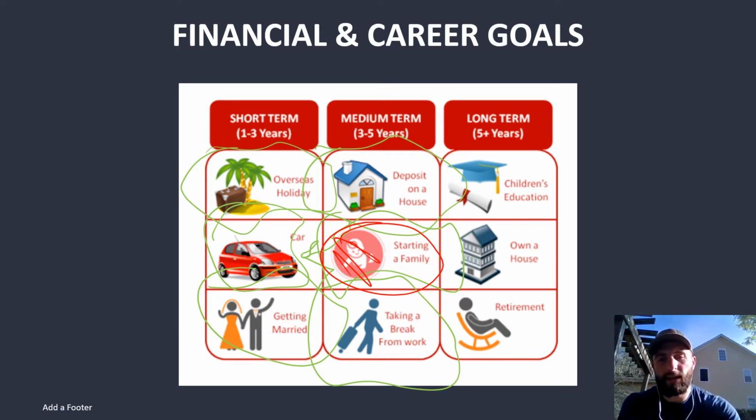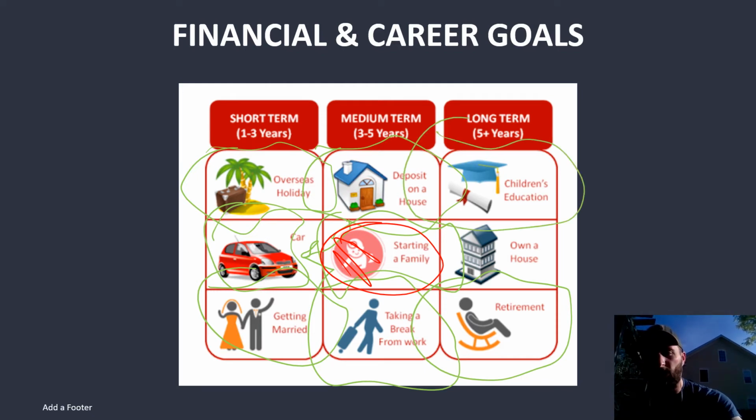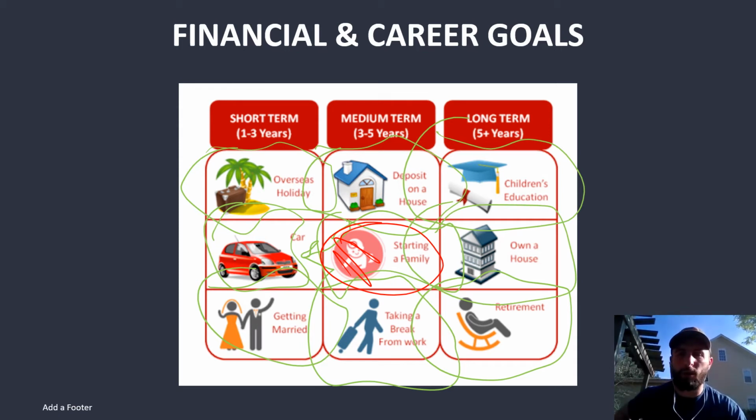Long term goals, that's where you're thinking about the big picture. I'm thinking 20 years and beyond usually. That's when you're thinking about, most importantly, retirement or your children's education, or maybe owning a house or a second house, whatever it might be, whatever your plans are for the long term for yourself.